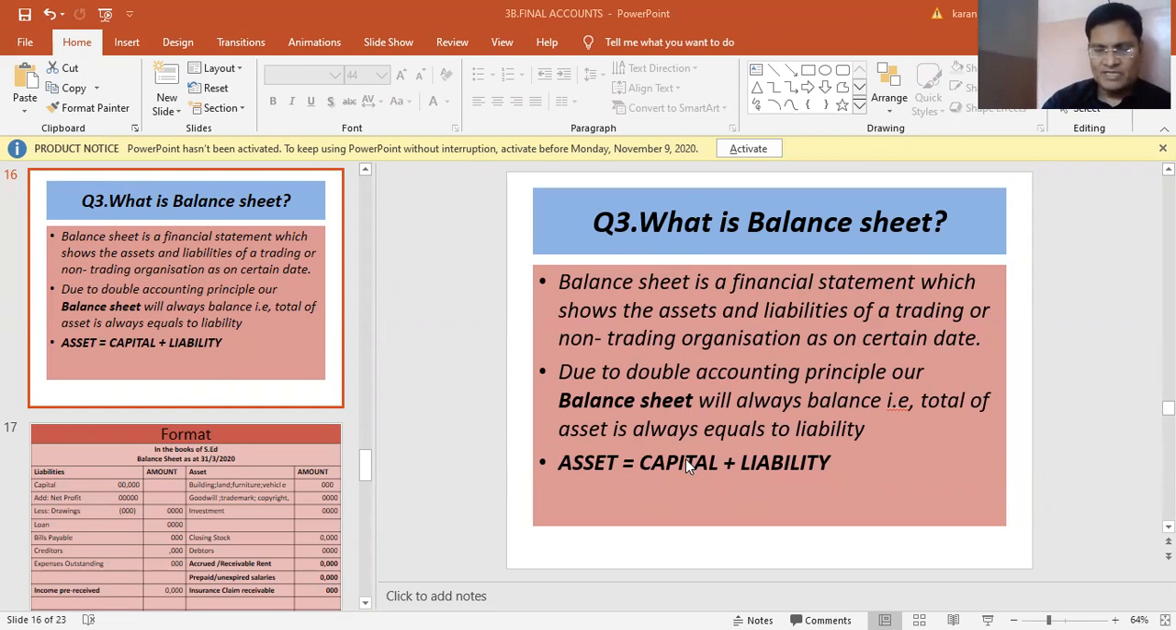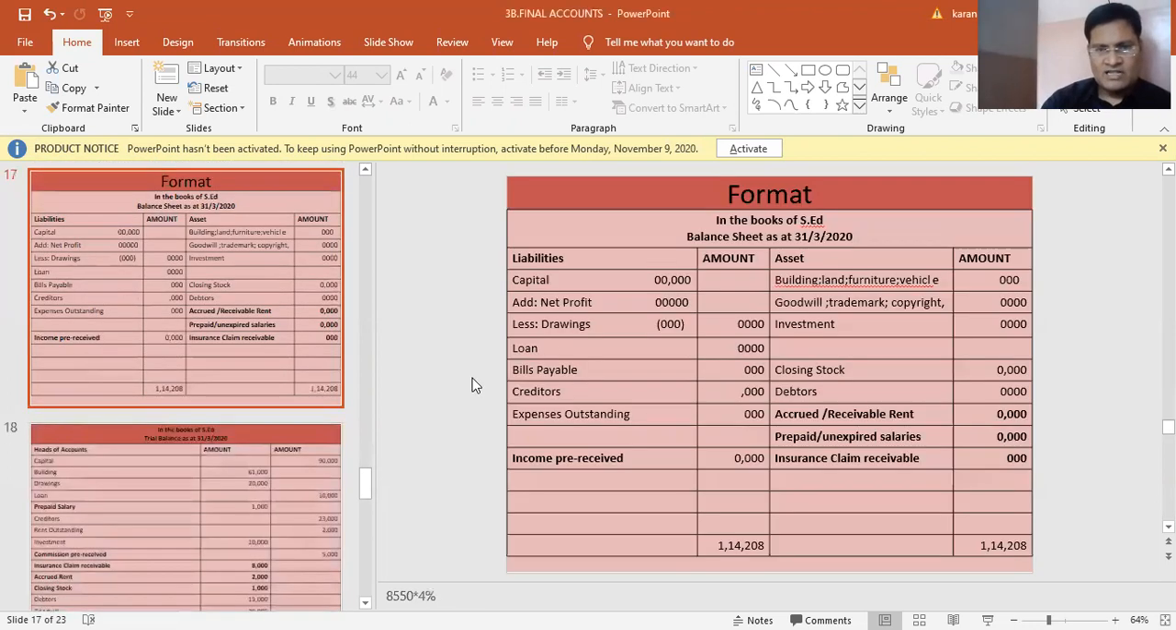Remember, capital is nothing but the liability towards the owner, and this liability is the internal liability, while the other is the external liability. Capital is also known as the internal liability of the business. Let's understand the format of the balance sheet. This is your format. Capital is there. Add net profit. If there's a net loss, you have to subtract.